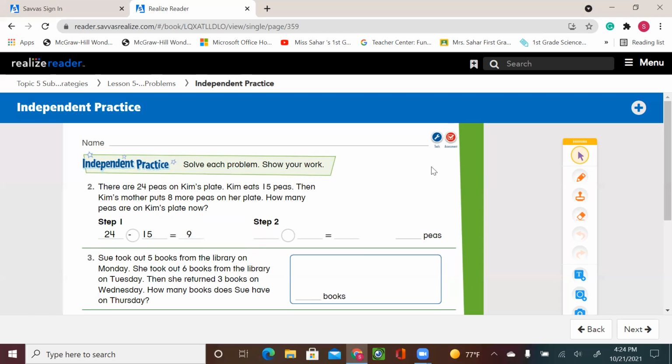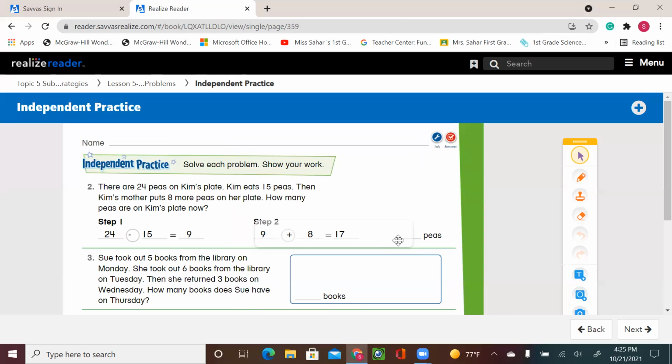So when she had 9 now, Kim's mother puts 8 more peas on her plate. So Kim's mom adds more to what she has left now. So step 2 would be what she has now, 9. Let's write this down, 9 plus what her mom added. Her mom added 8. And then we add together. So 9, what she has left now, because she doesn't have 24 anymore. She has 9. And her mom added 8 more. So 9 plus 8. I know my near doubles. I remember. And I know 9 plus 8 is 17. So I'm going to write my answer here, 17.